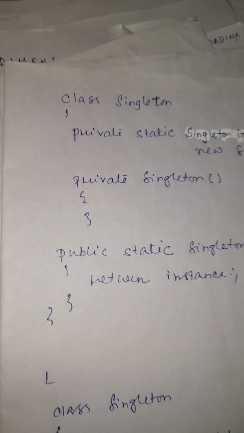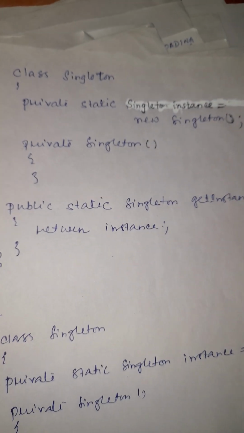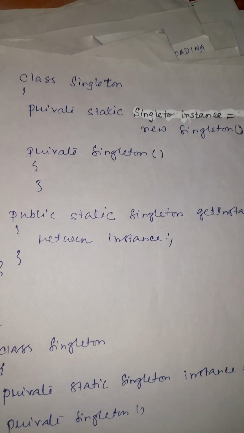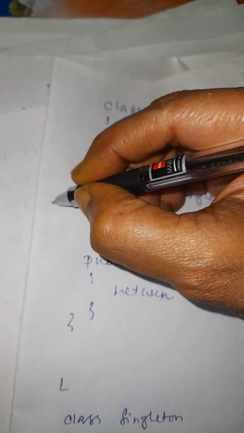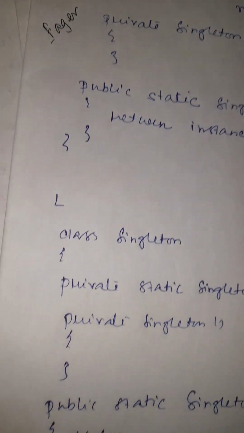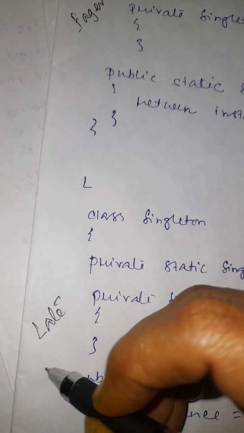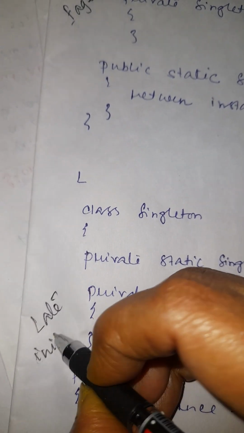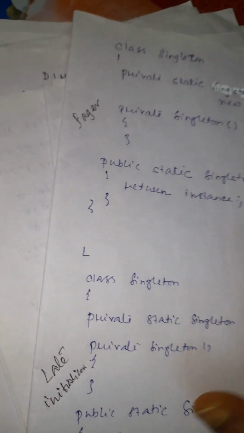Basically there are three parts. When you create your singleton class, you should declare two types of processes. One is the eager initialization. This part is known as the eager initialization, and this other part is known as the late initialization.